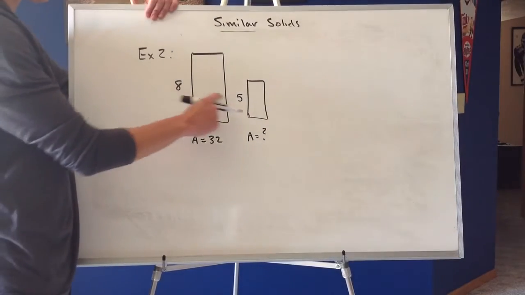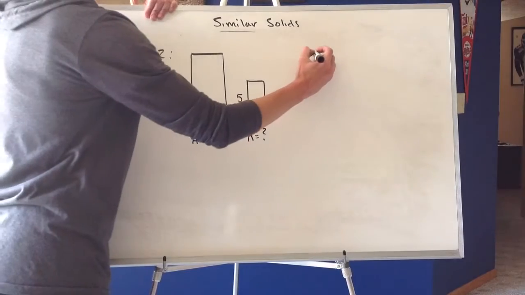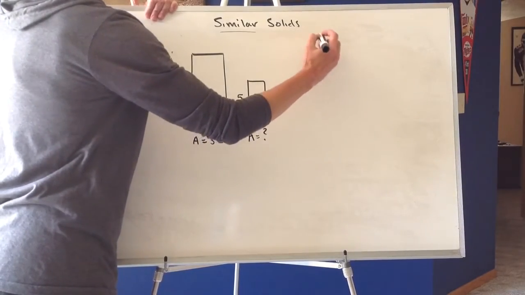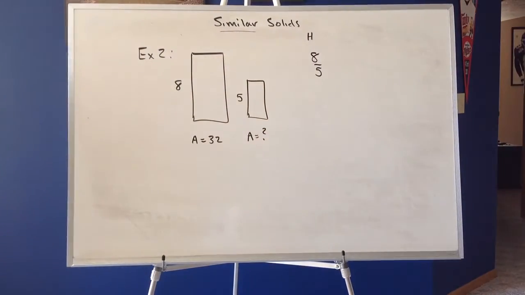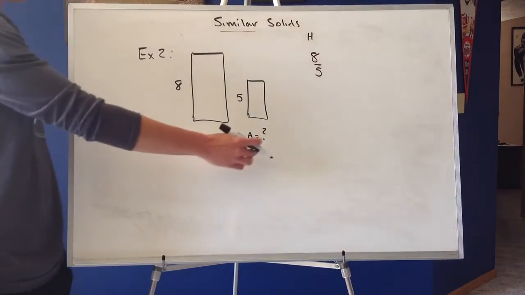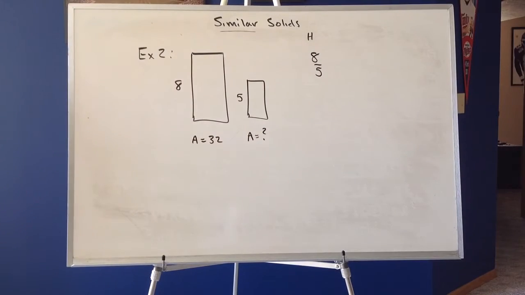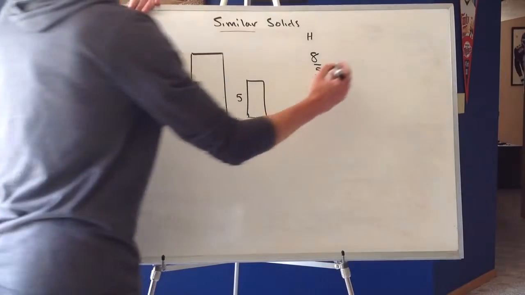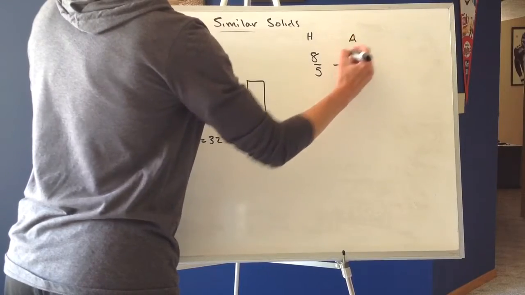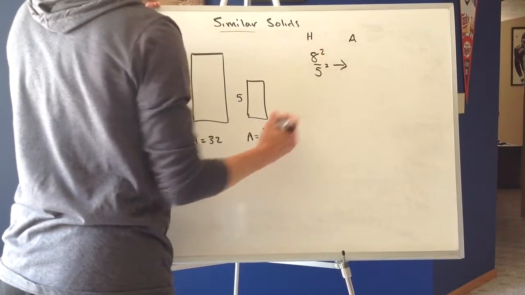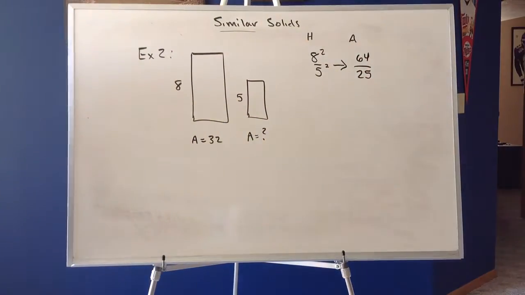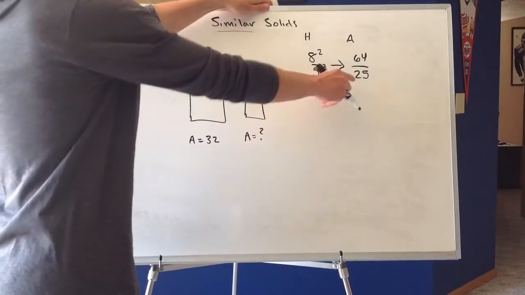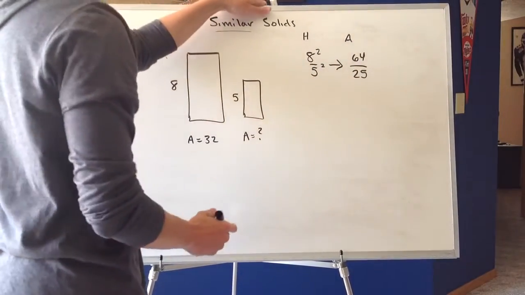Okay, well notice these two sides match up with each other. So I'm going to start with 8 over 5. Now 8 over 5 is the height. Height is one-dimensional. They want me to solve for area. Area is two-dimensional. So what I have to do to get to area is I have to square each of these. So I get 64 over 25. Okay. So I cannot use this ratio to solve. I have to use this ratio because I'm dealing with area.